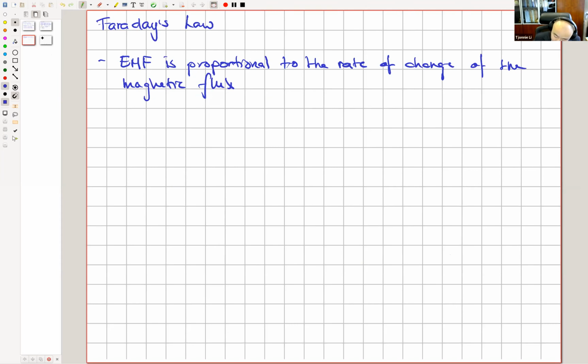What we have is the following result. This is the EMF. So here, Faraday's law simply states that the EMF is proportional to the rate of change of the flux, magnetic flux. Again, the negative sign here is just for the convention and how you define the direction of the current loop.